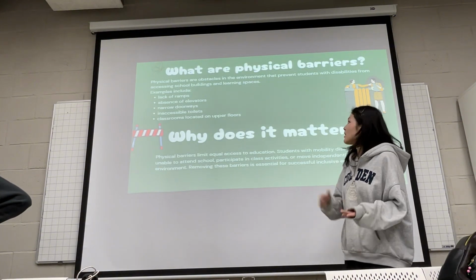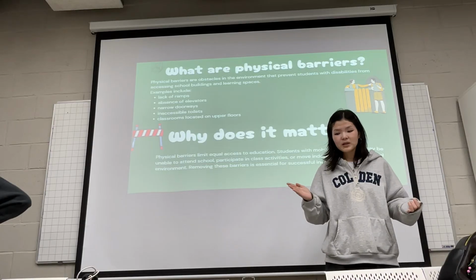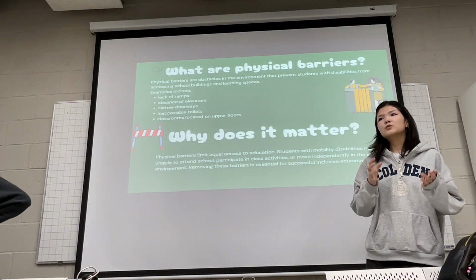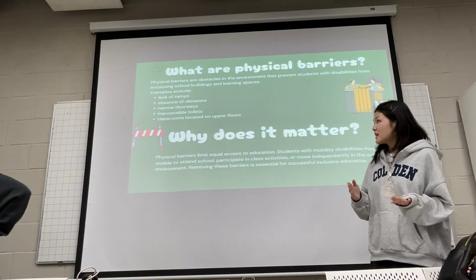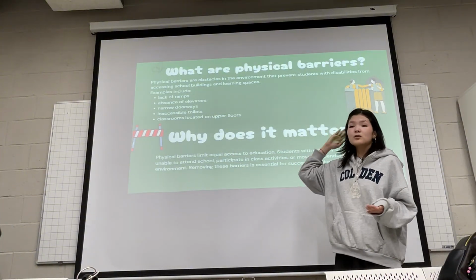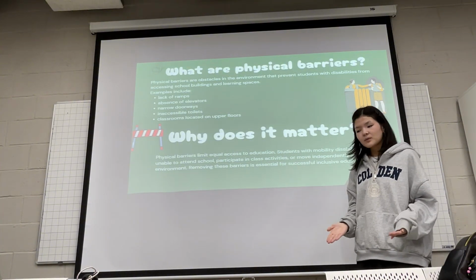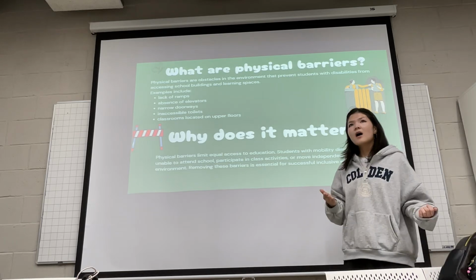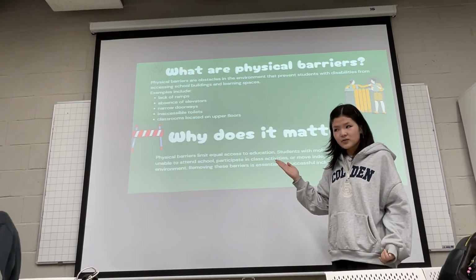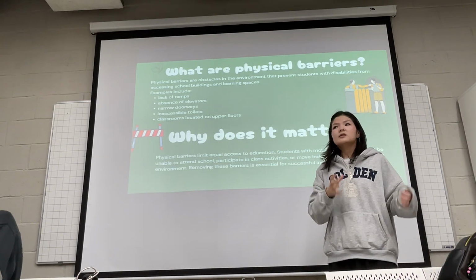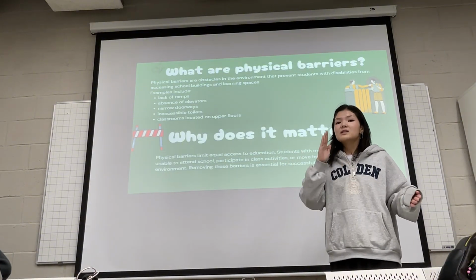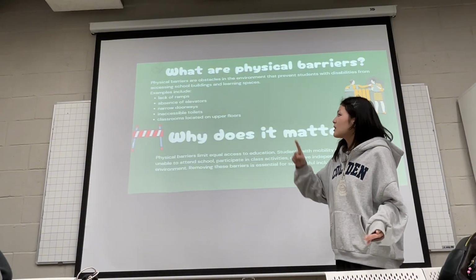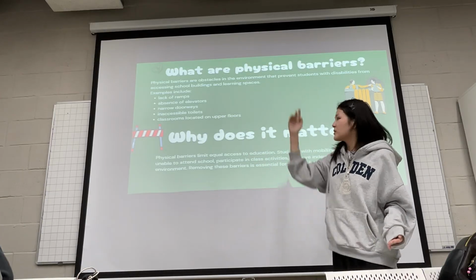Physical barriers are obstacles in the environment that make it difficult for students with mobility disabilities to access school buildings and the learning spaces. For example, schools may not have ramps and elevators, and the doorways may be too narrow, and the toilets may not be accessible. Also, classrooms located on upper floors.